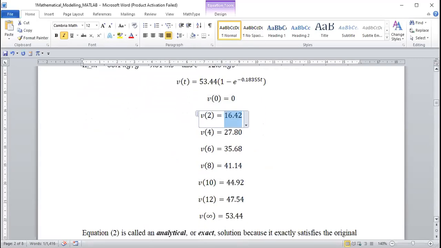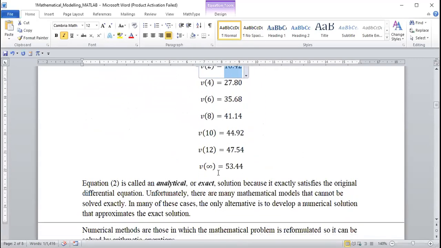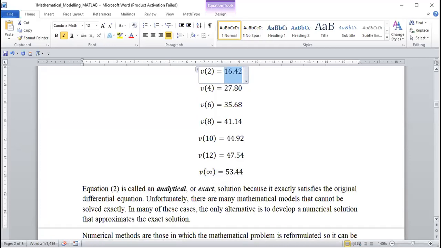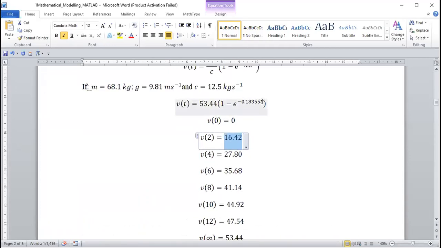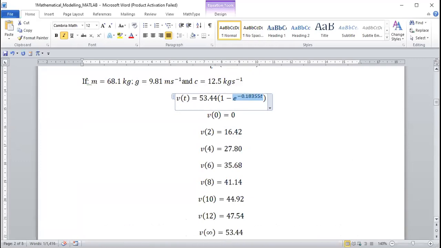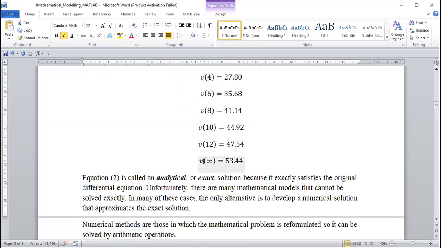So this is the analytical solution. And when T is equal to infinity, this exponential will tend to 0. So therefore, the velocity at T equal to infinity is simply 53.44. That's how we arrive at V infinity is equal to 53.44. And the solution I just explained now is called the analytical or exact solution.